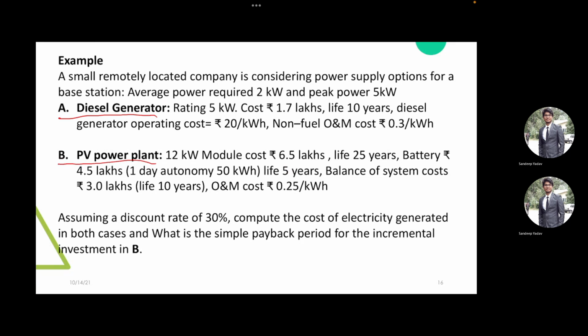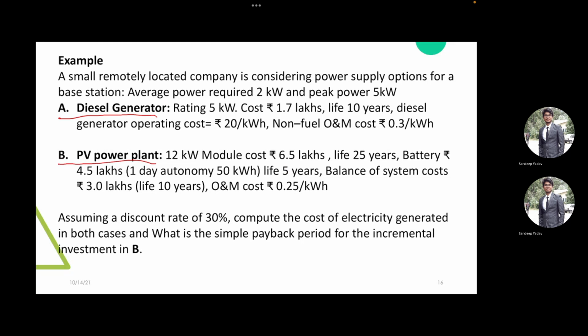Now for the photovoltaic plant, it is having a 12 kilowatt of module costing 6.5 lakhs, life is 25 years, and batteries cost, because for the storage purpose, because the sunlight is not available throughout the day, we have to store the energy in the batteries. Then the batteries cost will be 4.5 lakhs, and it has a 1 day autonomy of 50 kilowatt hour. That means it can store up to 50 kilowatt hour, and the life of the batteries is 5 years.